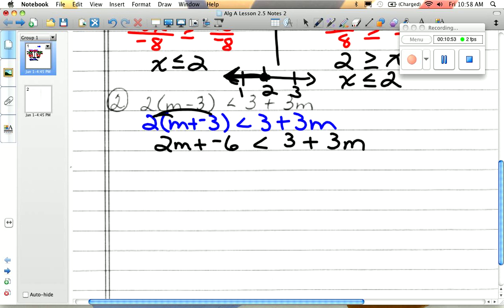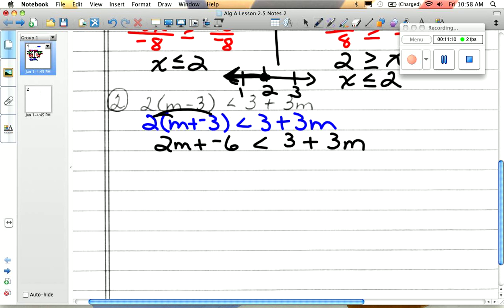You can subtract 3m from both sides. Okay, that's one move we can make. We can subtract the 3m from both sides. JC, what's the other one we can do? Subtract 2m. We can subtract the 2m from both sides. So it does not matter which one we do, does it?